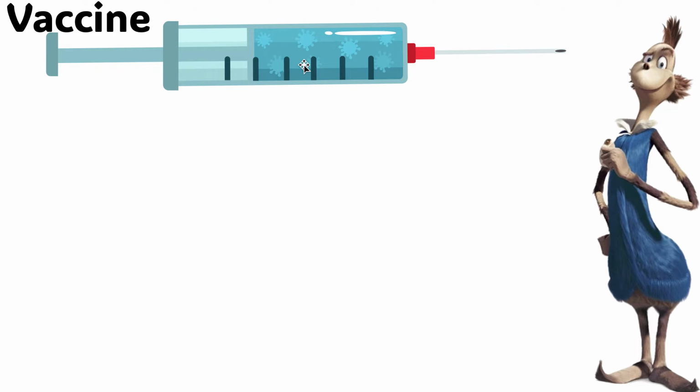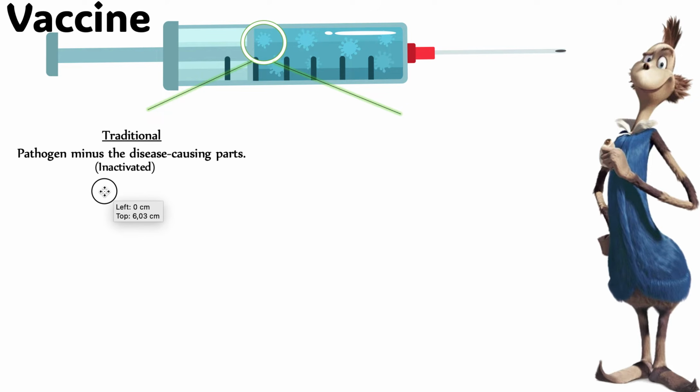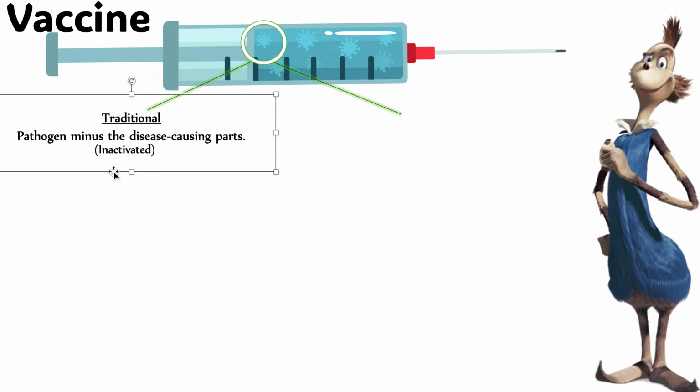Okay, so a vaccine is something you get to prevent you from getting serious consequences when you get infected by a certain organism. Let me show you. There are two ways a vaccine works. Traditionally, and some scientists still use this, what is essentially in a vaccine? In a vaccine, you have a pathogen minus the disease-causing parts.